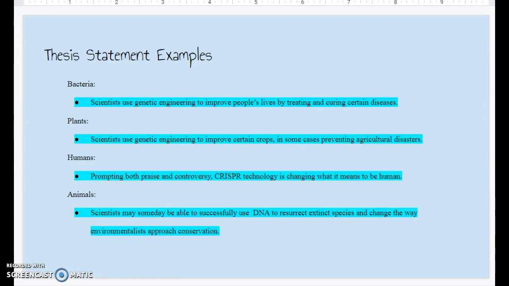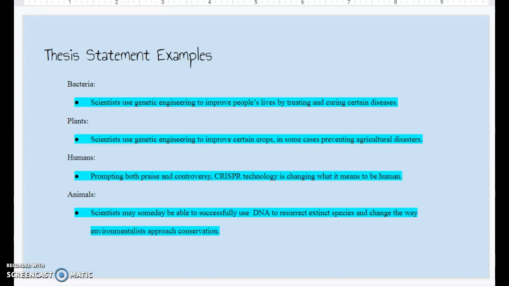And then you'll also find these on the outline, but here are some examples for each of the categories. Remember, your 4 categories are bacteria, plants, humans, or animals. So whichever one you picked, I've included an example thesis so you can see what one thesis would look like in your category. That doesn't mean that if you chose bacteria, this is the thesis for you, because there are multiple topics in these 4 categories. So you'll have to tailor a thesis statement to the particular topic that you want to write about.